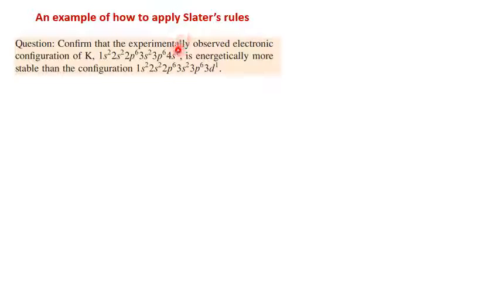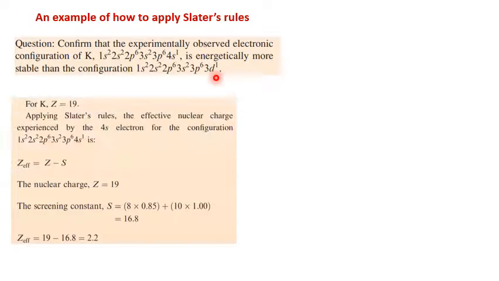You can calculate the effective nuclear charge experienced by this 4s electron and the effective nuclear charge experienced by this 3d electron. Then you see in which case Z effective is higher. In the case where Z effective is higher, that means the electron is much more attracted toward the nucleus. It gives a much more stable configuration. So now comes how to solve it.